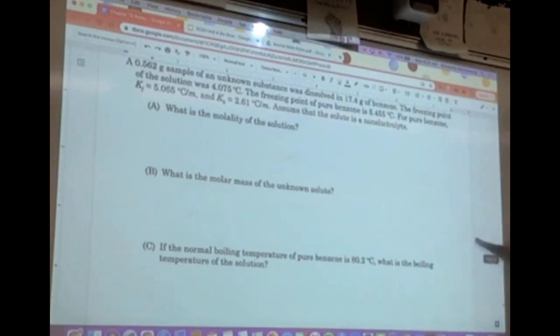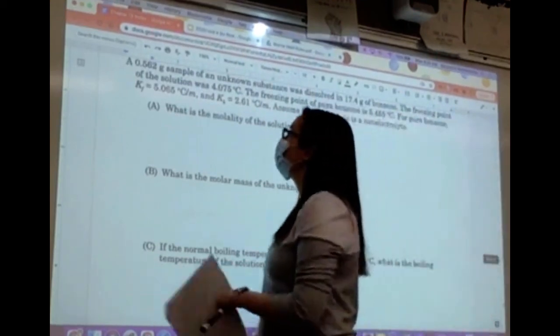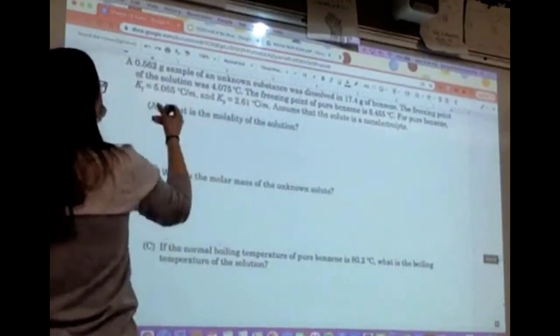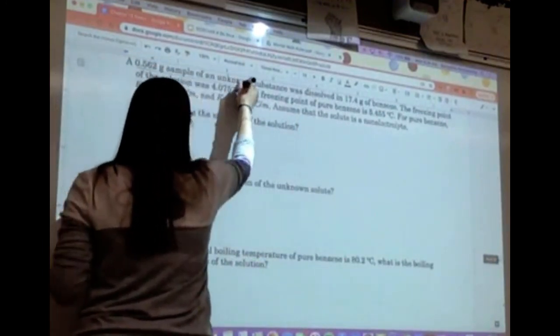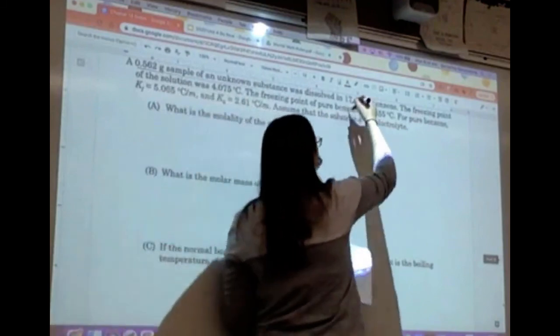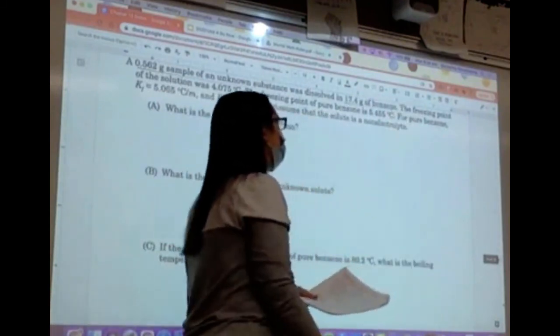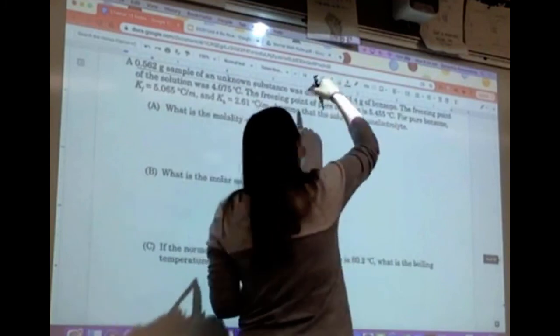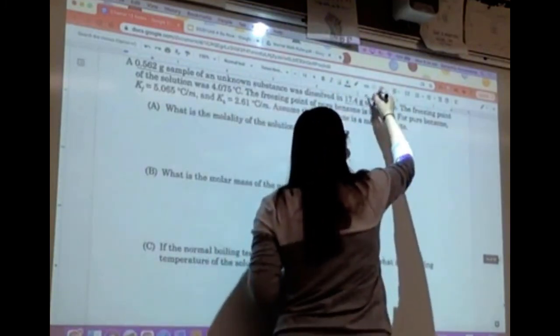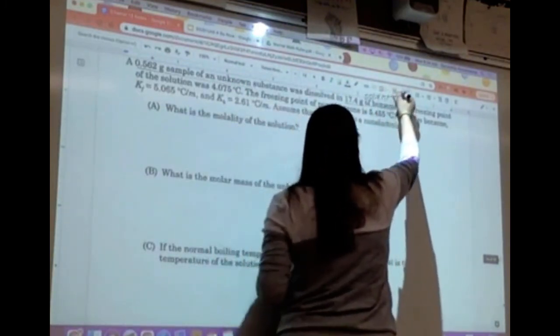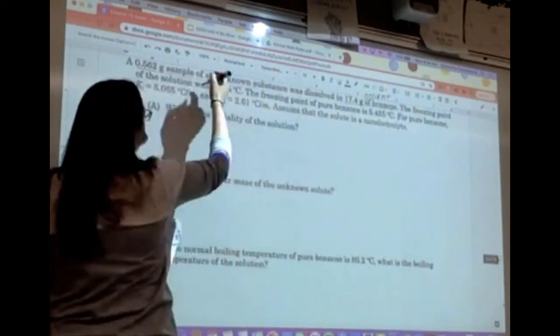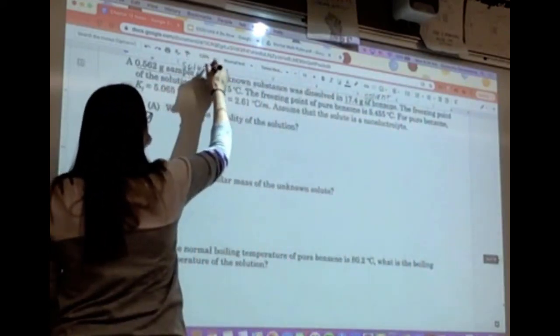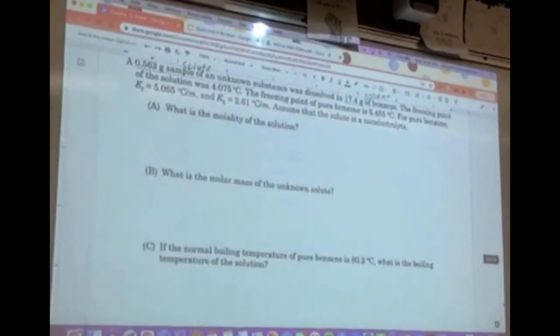All right, so again, this is page 14. This is example 11. For this problem, it says a 0.562 gram sample of an unknown substance was dissolved in 17.4 grams of benzene. If it's dissolved in benzene, that means benzene is doing the dissolving, so that's the solvent. This unknown is getting dissolved, so it's the solute. Remember, the solute is what we have in the lesser amount. The solvent is what we have more of.